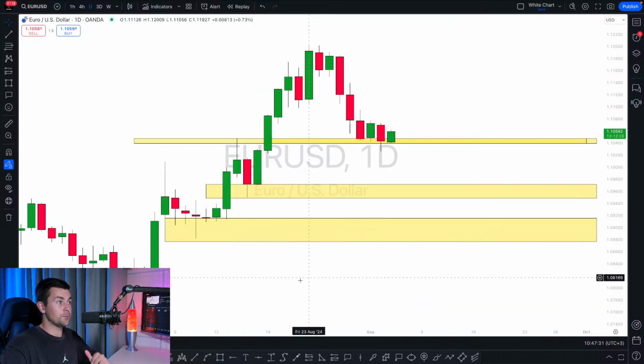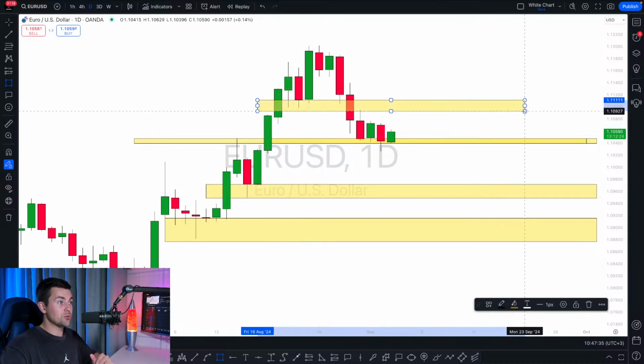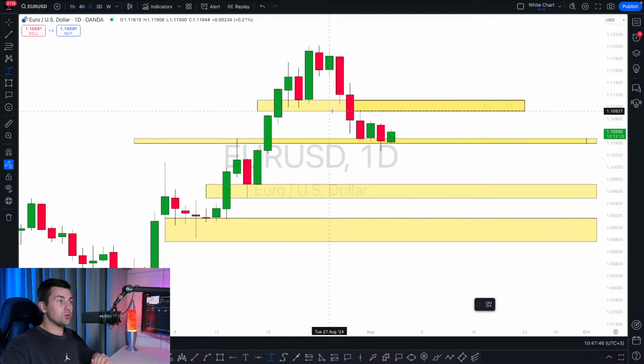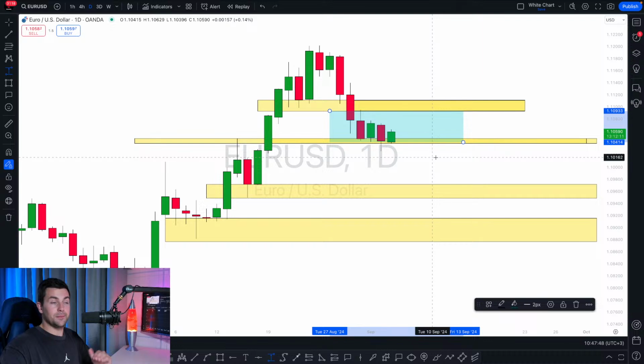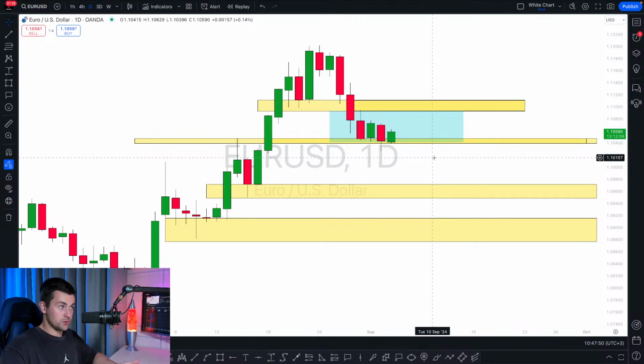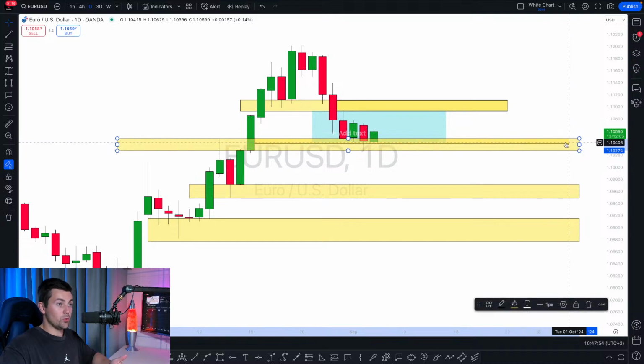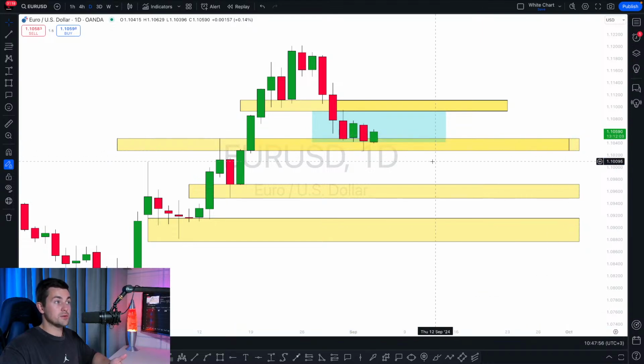Here in EURUSD, what we can also spot is that we also have a daily resistance here. We have quite an important daily resistance here that the market recently violated. At the moment, the EURUSD pair is stuck within that horizontal range. We have a very nice range right here where the price is now stuck.